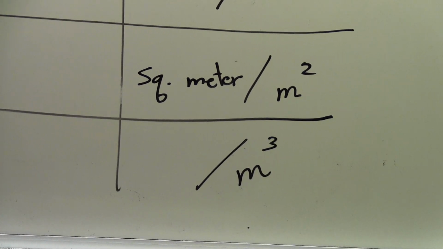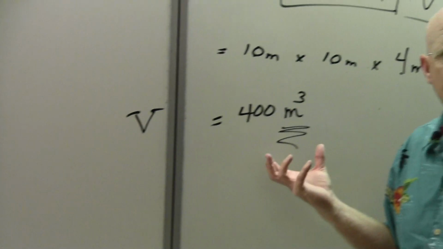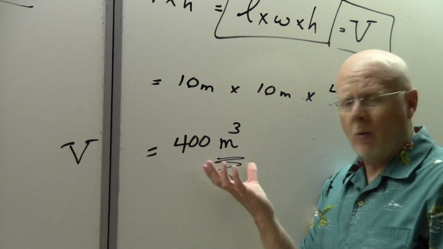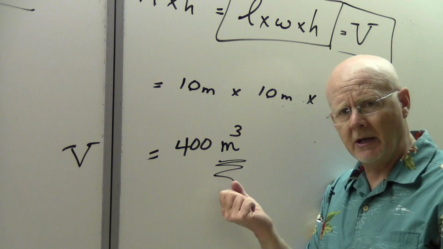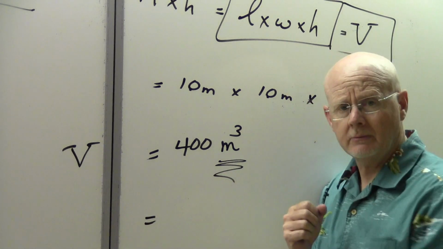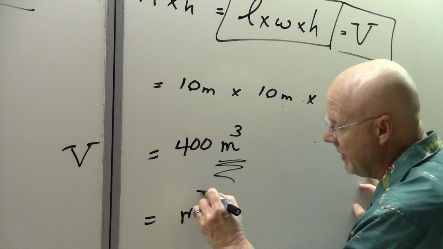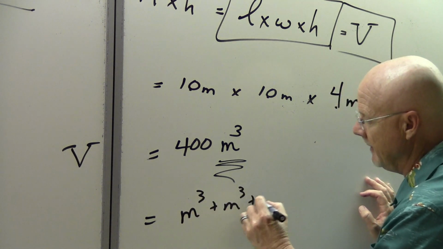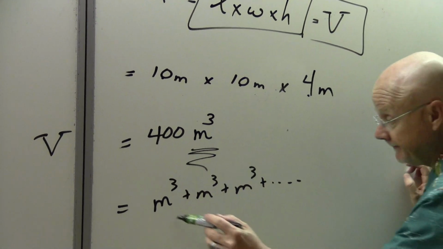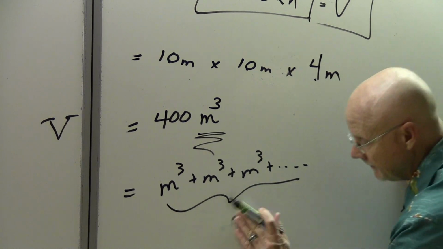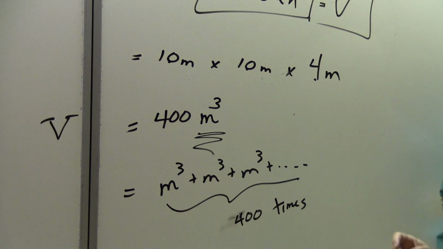And then finally, and maybe the most important one, step 4, what does this actually mean to you? What do you mean by 400 cubic meters? What that means here is you would take a cubic meter and a cubic meter and a cubic meter, and how many times would you add it together? 400 times.